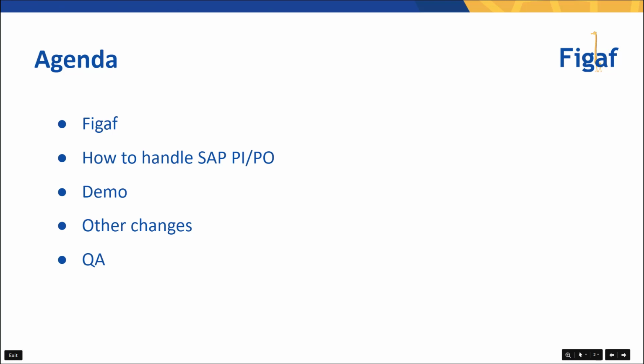Good, but let me get you here and let's get started. These are some of the things that we want to be covering today. A little about Figma, how to handle PI PO DevOps in a better way. We'll show you some demos, and then we'll look at some of the other improvements that we make, and there should be time for Q&A. If you have questions along the way, put them into the chat or into the Q&A, then we'll try to go through those at some point in the presentation.